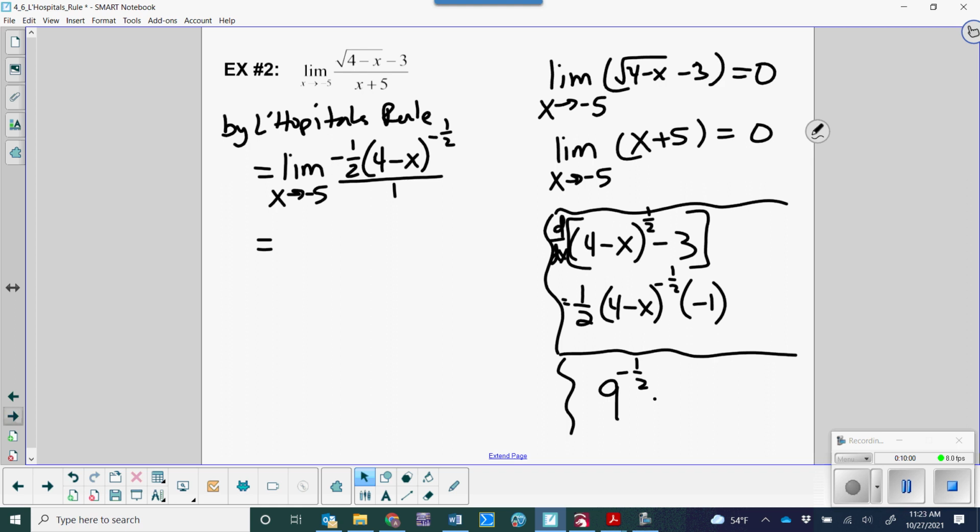9 to the negative 1/2 means 1 over 9 to the 1/2, which is 1 over the square root of 9, which is a third, times negative 1/2. So this is negative 1/6. And I'm finished. There's my limit.